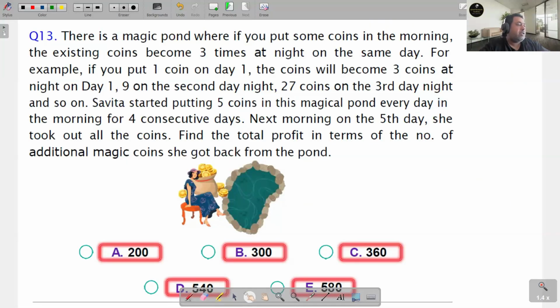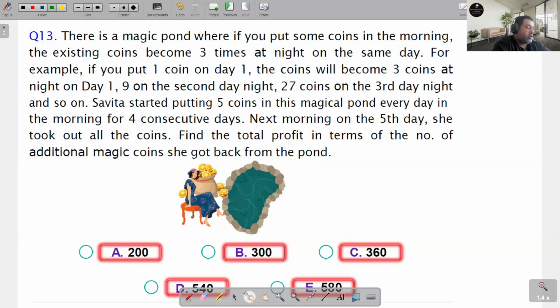Question 13. There is a magic pond where if you put some coins in the morning, the existing coins become 3 times at night on the same day. For example, if you put 1 coin on day 1, the coins will become 3 coins at night on day 1, 9 on the second day night, 27 coins on the third day night, and so on. Savita started putting 5 coins in this magical pond every day in the morning for 4 consecutive days. Next morning on the 5th day, she took out all the coins. Find the total profit in terms of the number of additional magic coins she got back from the pond.